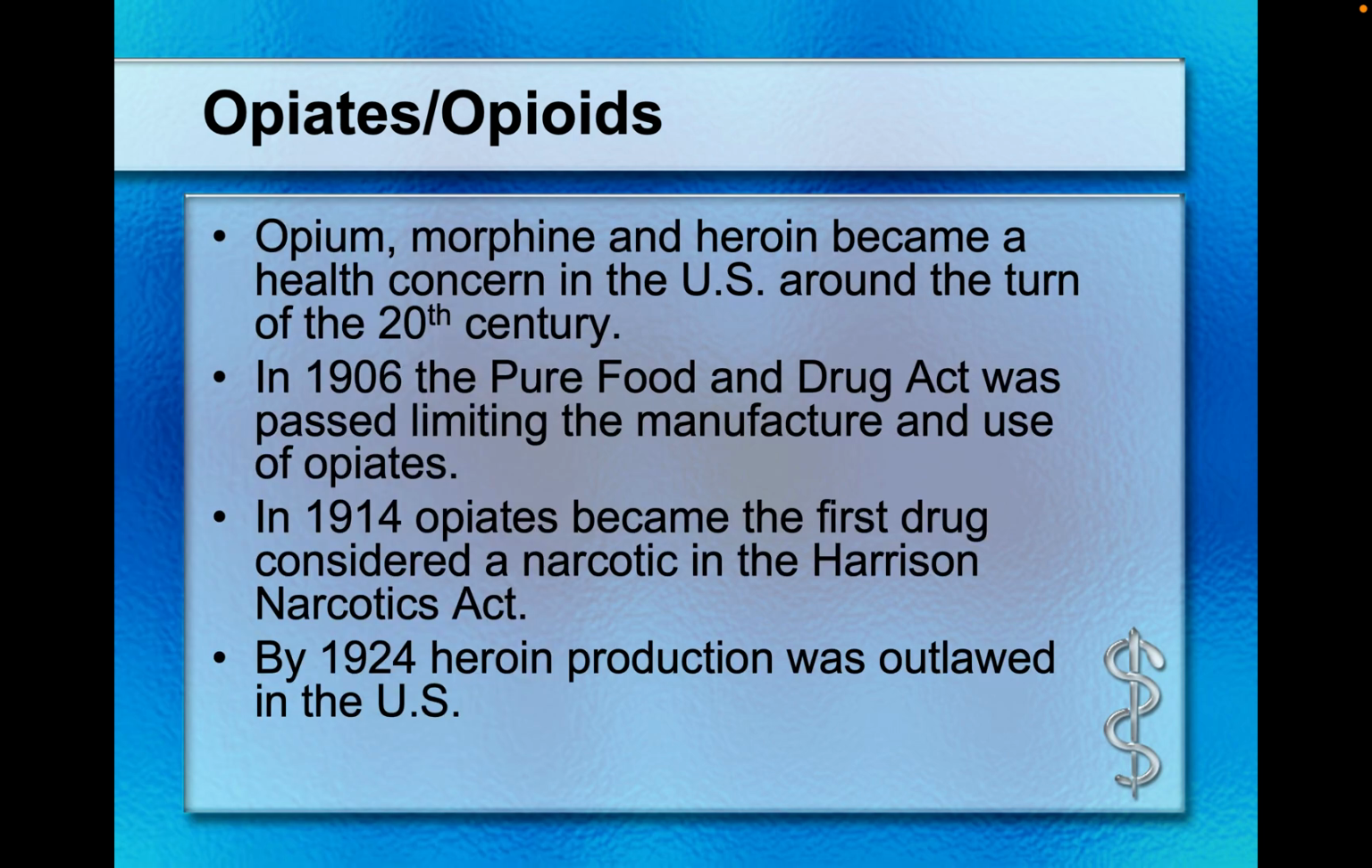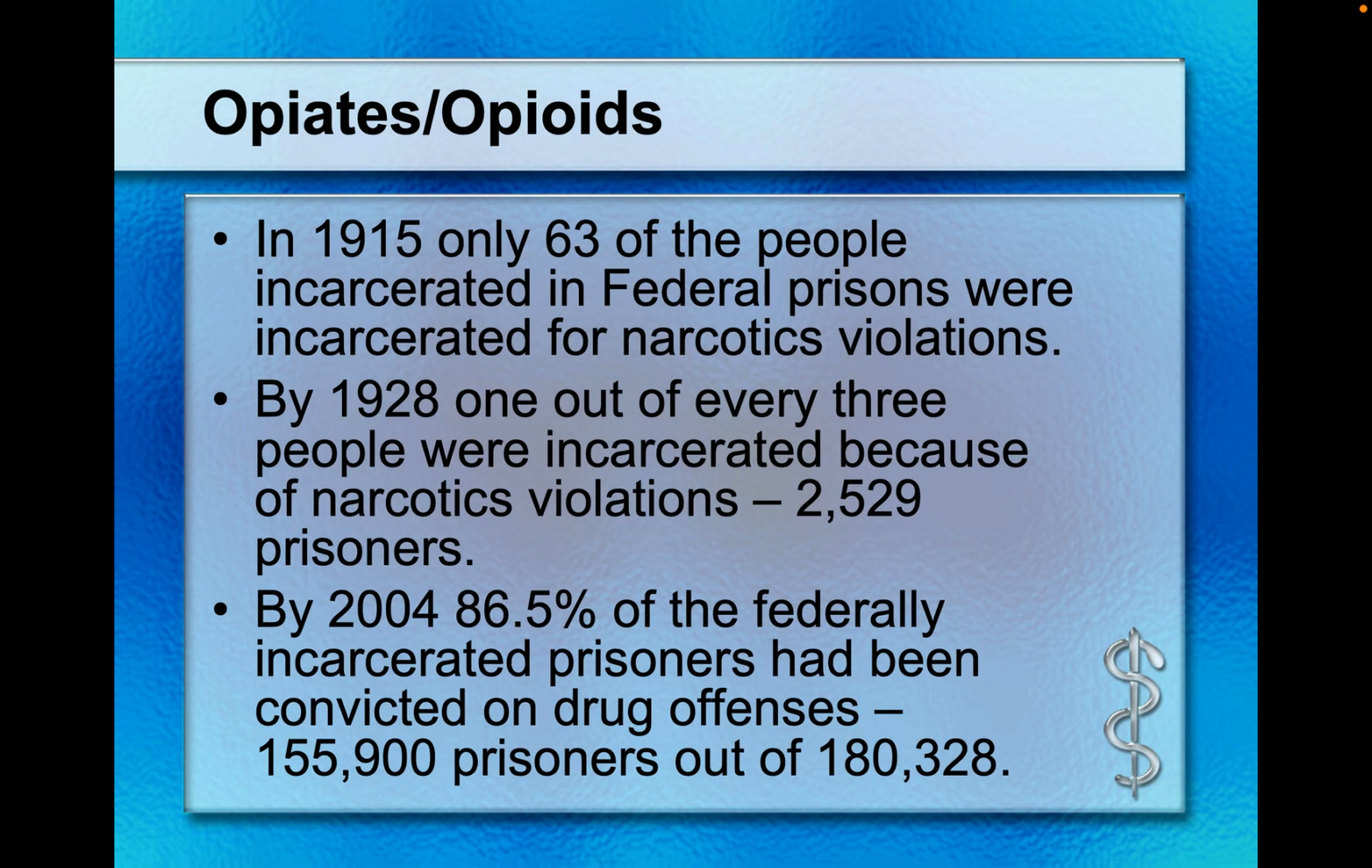Opium, morphine, and heroin became a health concern in the United States around the turn of the 20th century. In 1906, the Pure Food and Drug Act was passed, limiting the manufacture and use of opiates. In 1914, opiates became the first drug considered a narcotic in the Harrison Narcotics Act. By 1924, heroin production was outlawed in the United States.